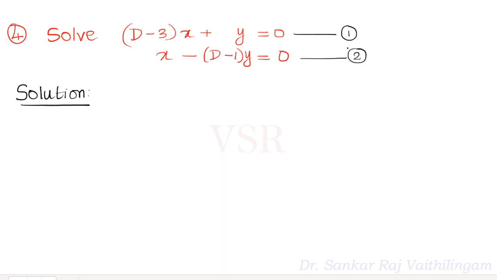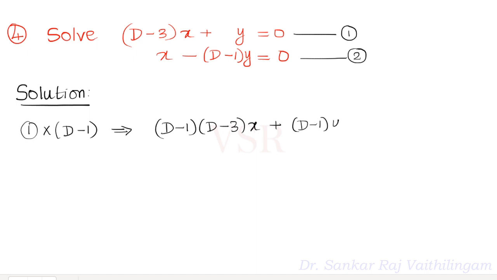Now what do I do? The first equation, I multiply with (D minus 1). So what we will have is (D minus 1) into (D minus 3) of x plus (D minus 1) of y, which is equal to 0. The second equation I let it be as it is: x minus (D minus 1)y, which is equal to 0.